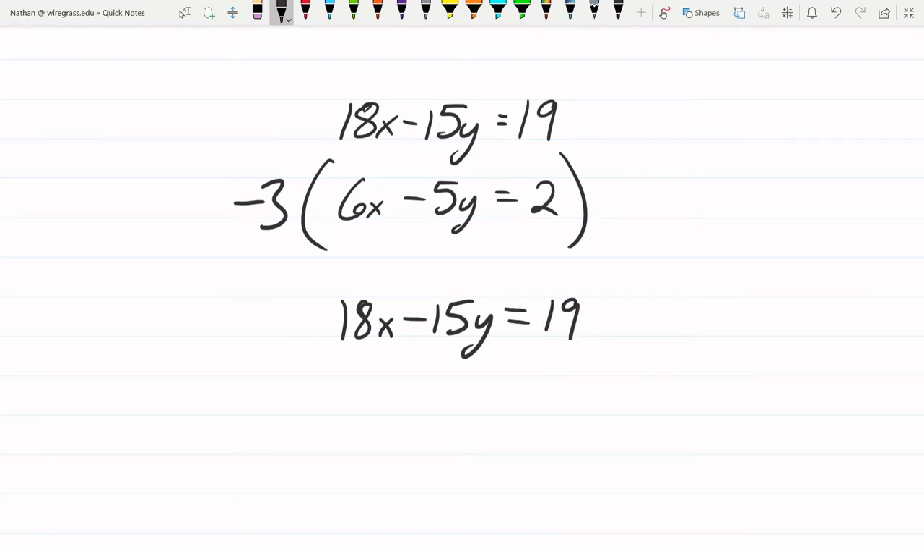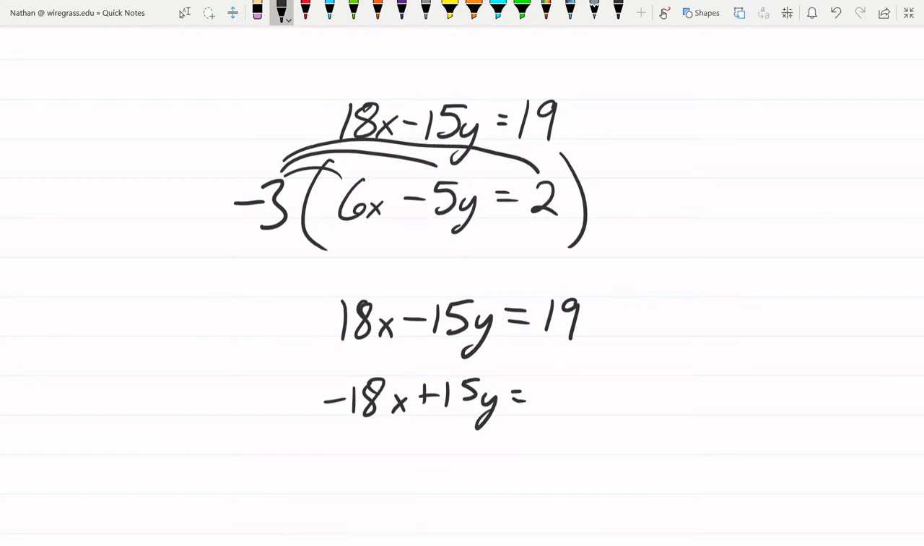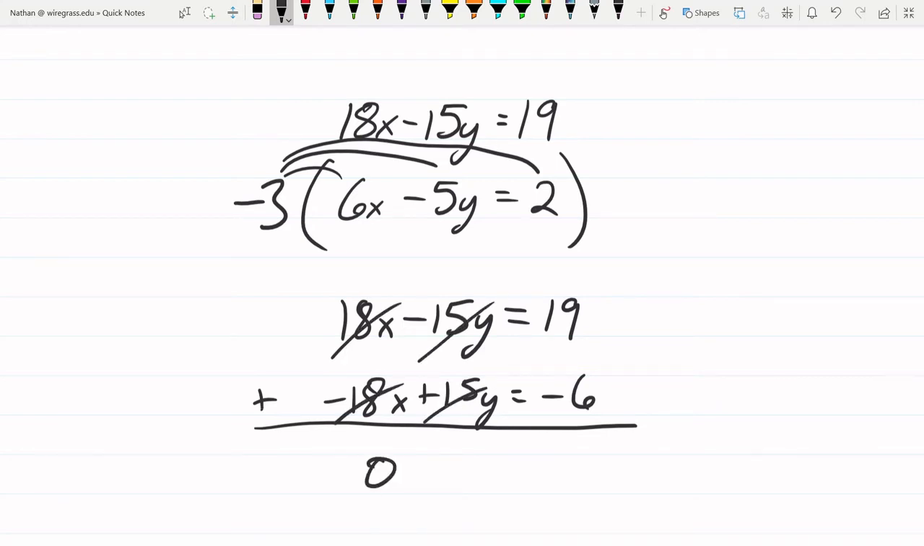The bottom equation becomes -3 times 6 is -18x. -3 times -5y is positive 15y. And -3 times positive 2 gives me -6. And adding going straight down, the 18x and the -18x cancel. The -15y and the positive 15y actually cancel. And 19 minus 6 gives us 13. So we get 0 equals 13.